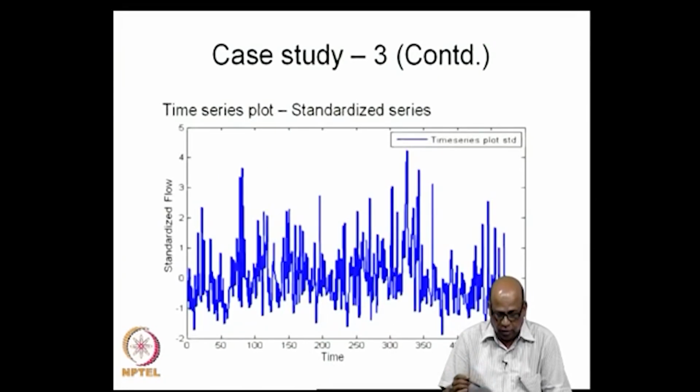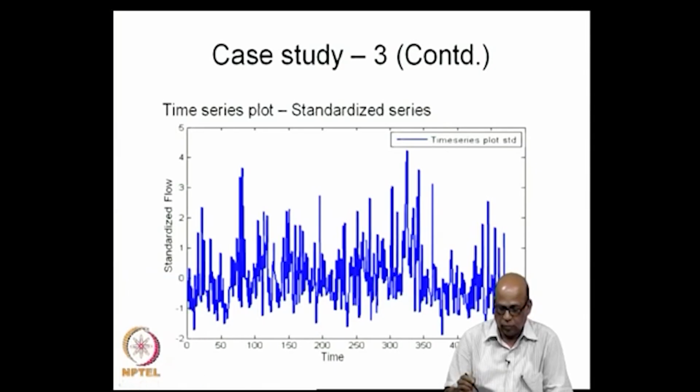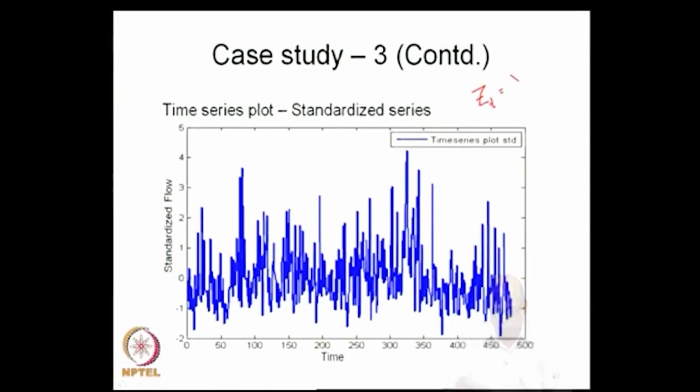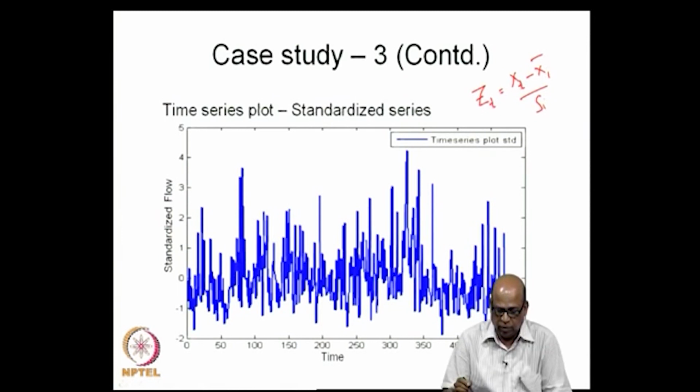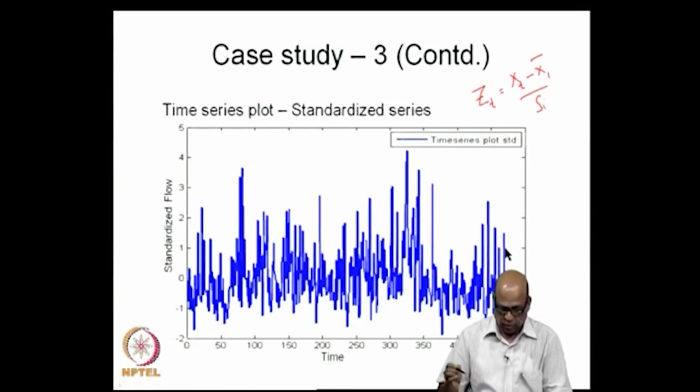So, I do the standardization. How do I do the standardization? If you recall, this is for the standardized data: Z t is equal to x t minus x I bar, divided by S I. This is how I obtain the standardized series. Now, x I bar is the mean of the month to which the time period t belongs, and S I is the associated standard deviation. So, that is how we standardize the data and then plot the standardized data.